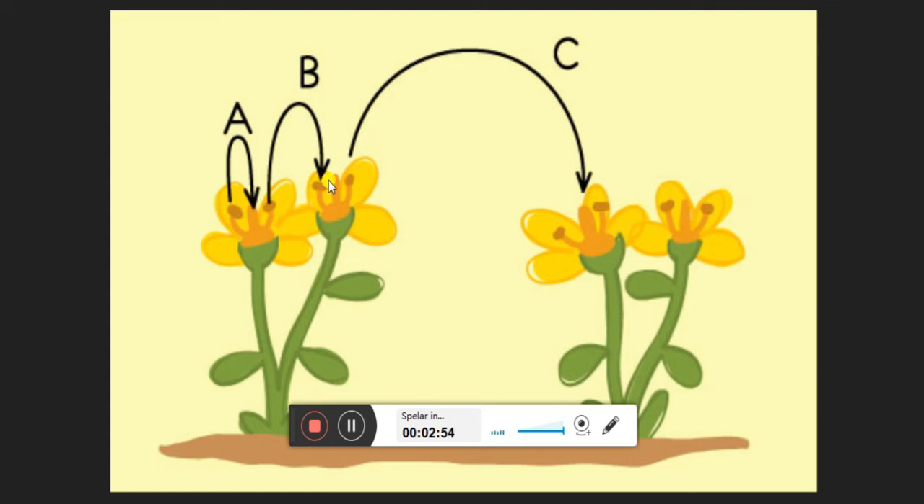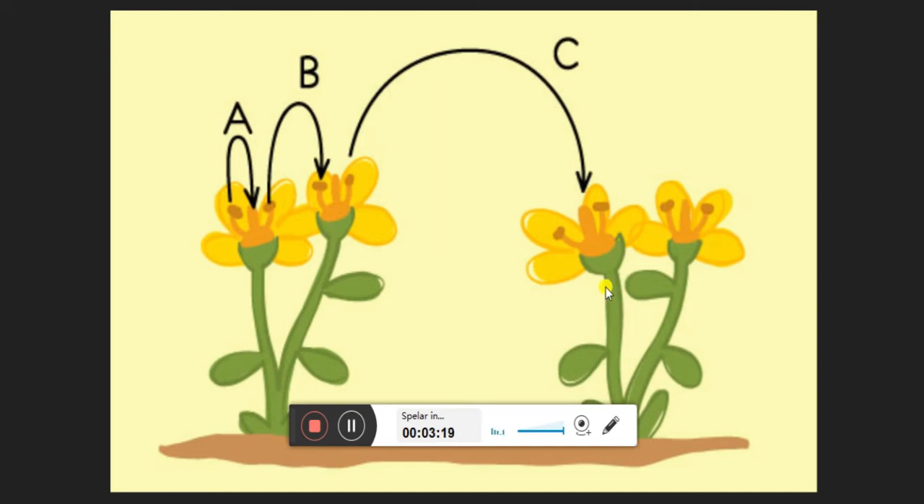But here you can see one arrow is going over here, that is arrow number C. So this is called cross-pollination. How? Because it occurs between the flowers of different plants, of the same type. So there is a transfer of pollen grain from the anther of one flower to the stigma of another flower of a different plant.